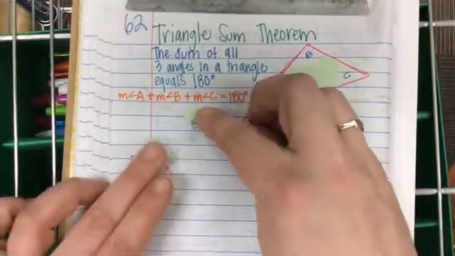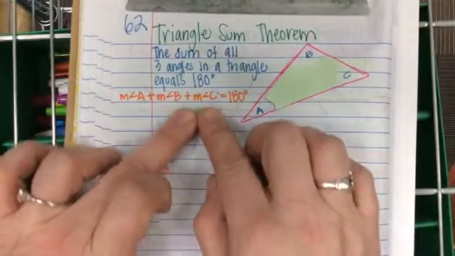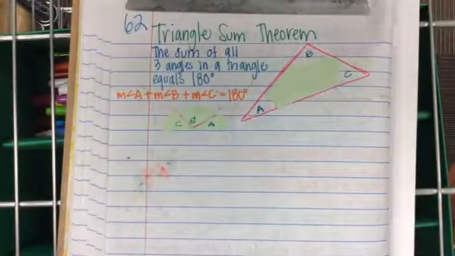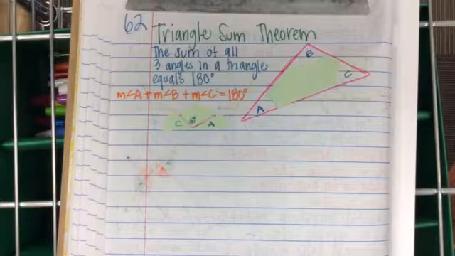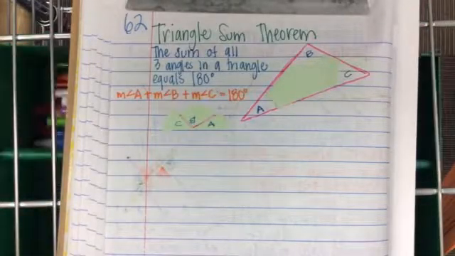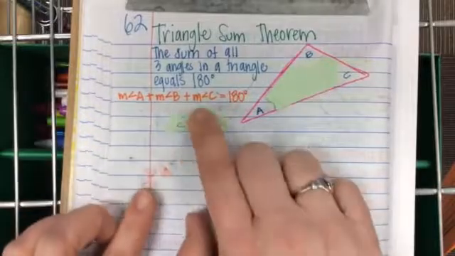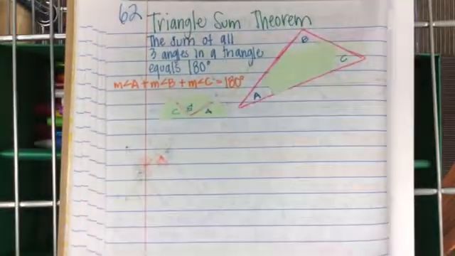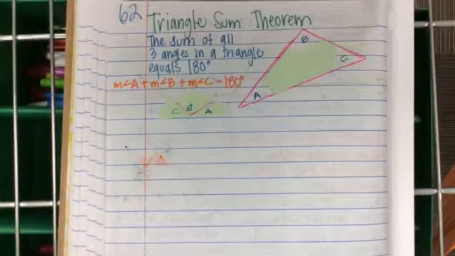Lots of times you say why. This is why. If I take all three angles and I put them together, I add them together, I get a straight line. Right there. There's my proof.